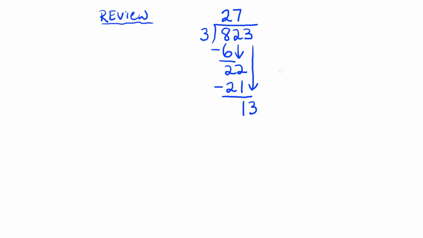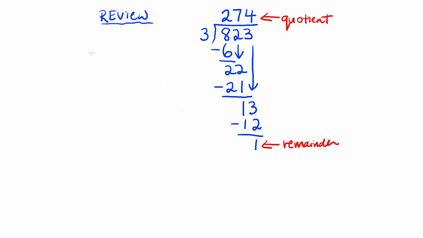So now we must divide 3 into 13, which gives us a 4. And we multiply the 4 and the 3, giving us a 12. Subtracting, we get a 1. So to see all the different parts of this, we know that 274, this is our quotient. And down here, the 1 is our remainder.